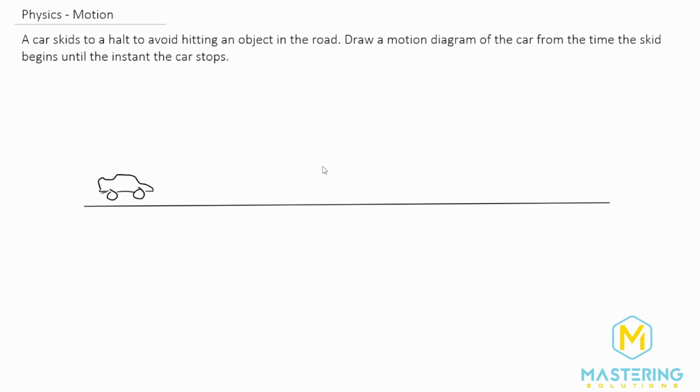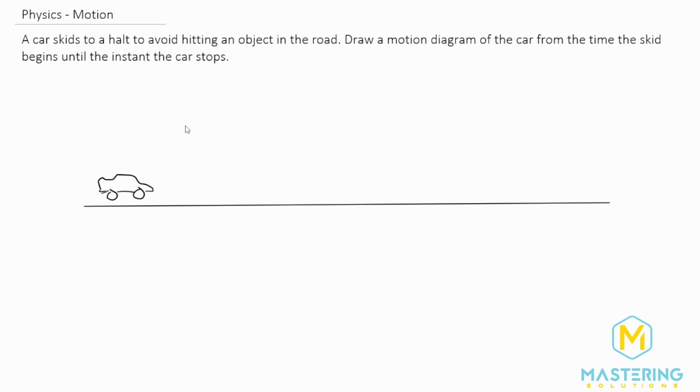Welcome to Mastering Solutions. In this motion problem, we'll be discussing the car that skids to a stop and how to draw a motion diagram for this. So with motion diagrams, it's all conceptual. There's no numbers or anything like that. It's just to help us conceptualize what is going on in the situation.